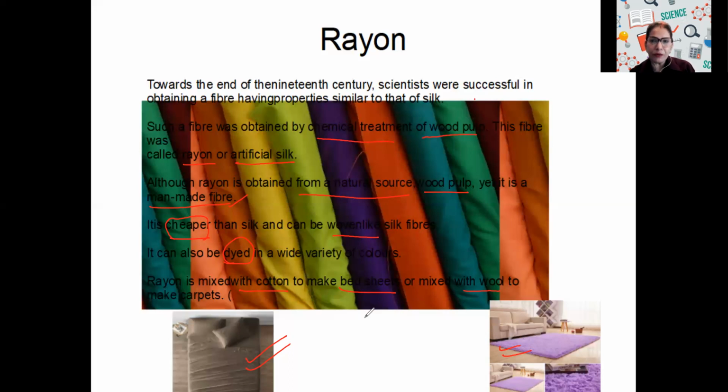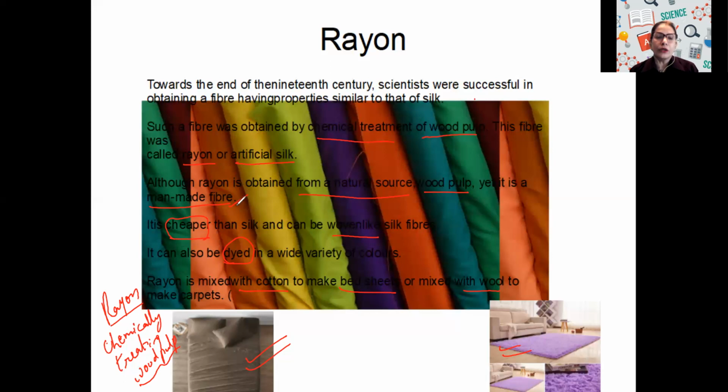Secondly, how is rayon prepared? What is the source? Rayon is prepared from wood pulp by chemically treating wood pulp. Then we get rayon. Rayon is also known as artificial silk because it has the appearance of silk, number one. Secondly, it is also shining like silk. And thirdly, it can be dyed just like silk into various colors. And it is cheaper than silk. Very important here, it is cheaper than silk.